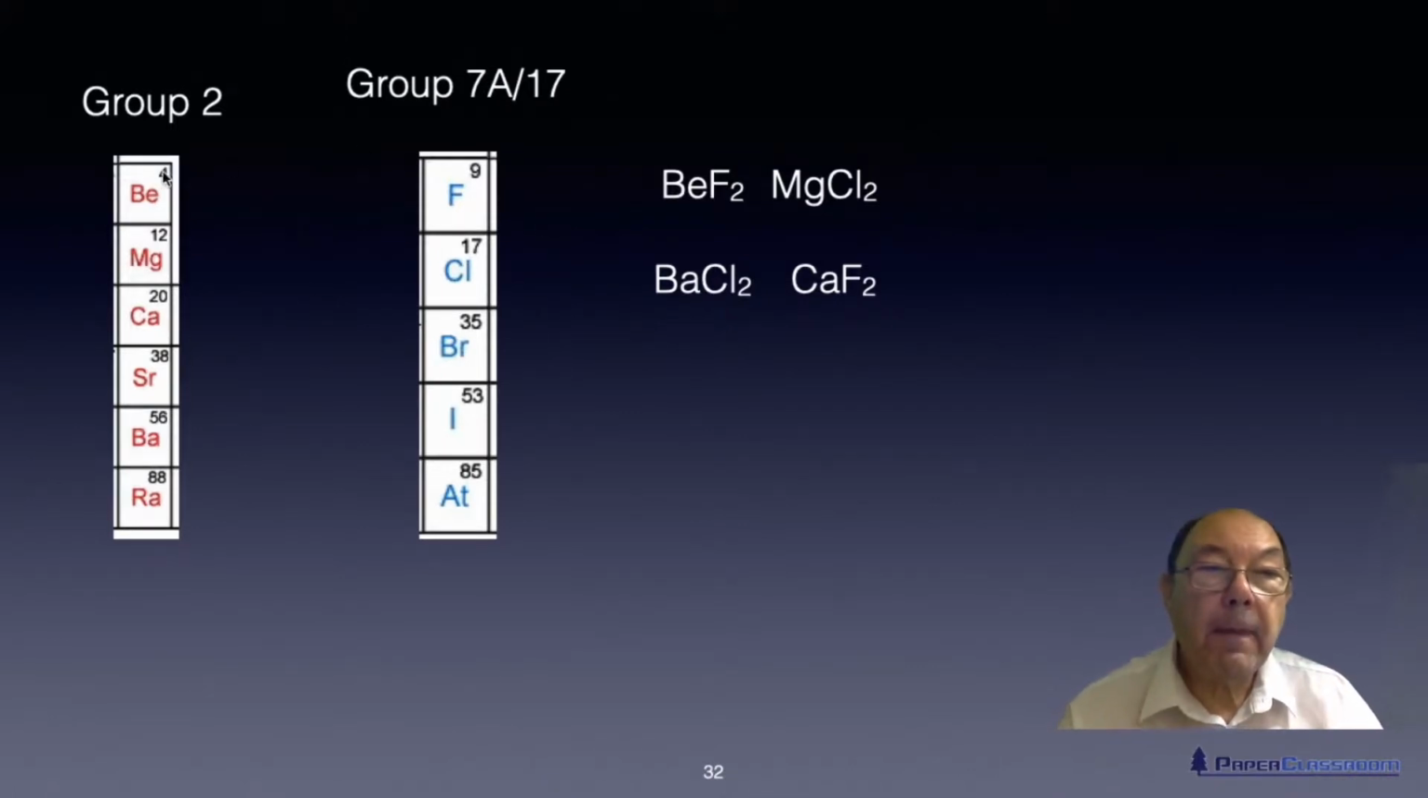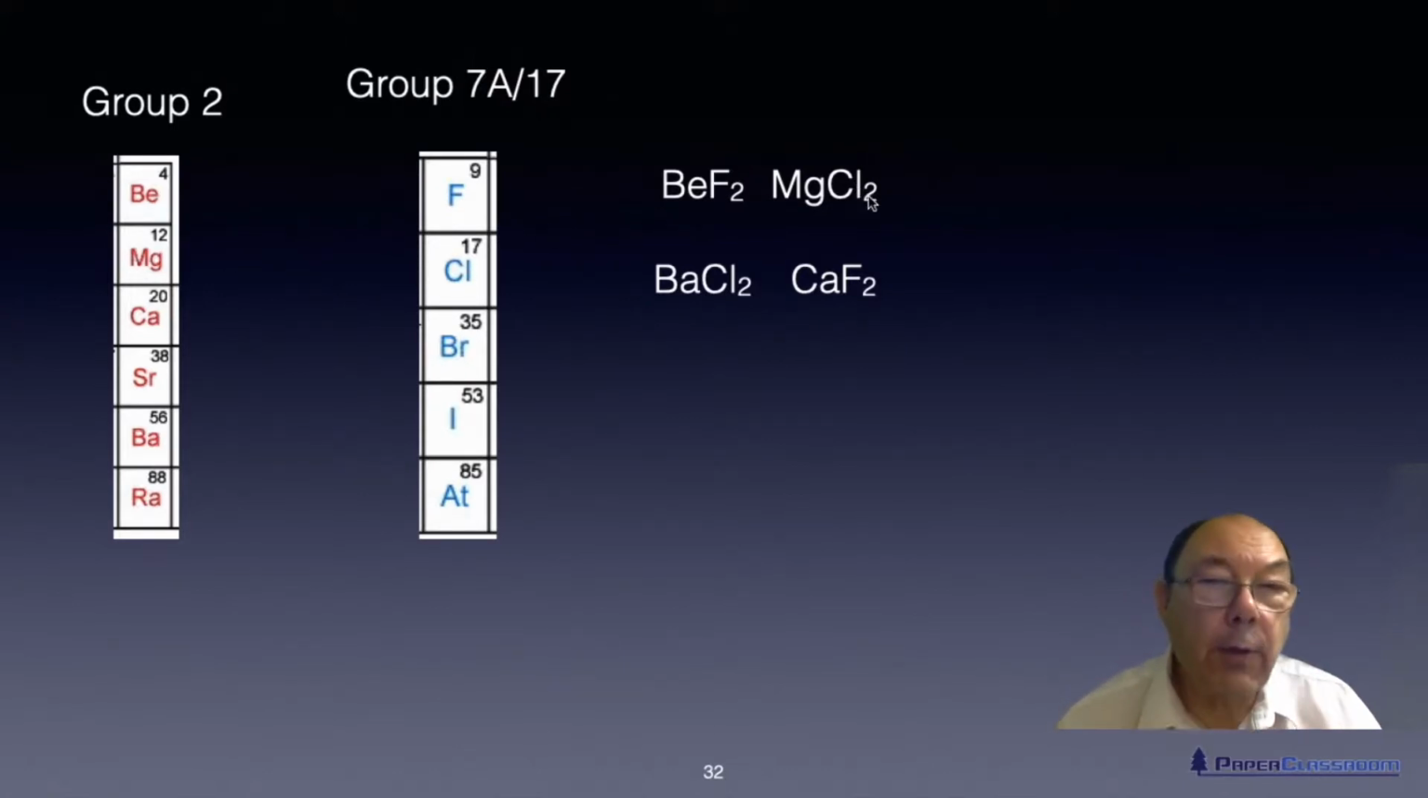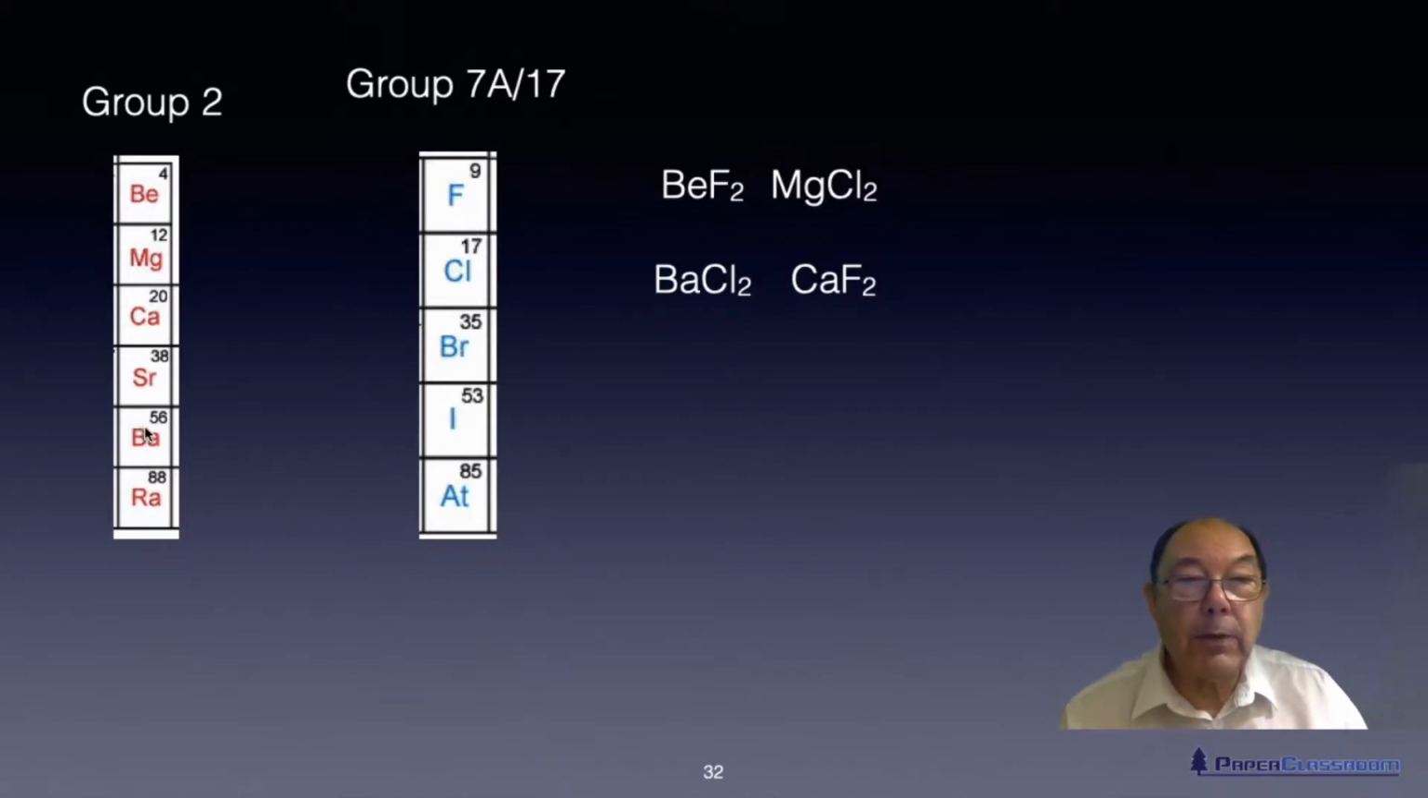So if this is giving away 2, then for example, we need 2 fluorines to associate with it, 1 electron for each fluorine. Magnesium chloride, magnesium will give away 2 electrons, 1 to each of 2 chlorines. Barium chloride here, that will give away 2 electrons to 2 chlorines.